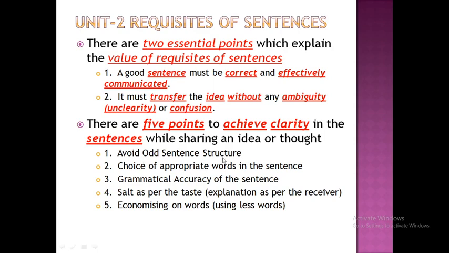The first one is avoid odd structured sentences, or avoid odd sentence structure. The second one is choice of appropriate words in the sentences. Third, grammatical accuracy of the sentence. Fourth, salt as per the taste. This looks quite different, but it actually means explanation as per the receiver. And the last one is economizing on words, which means using fewer words. We will understand these 5 points one by one with the help of examples.